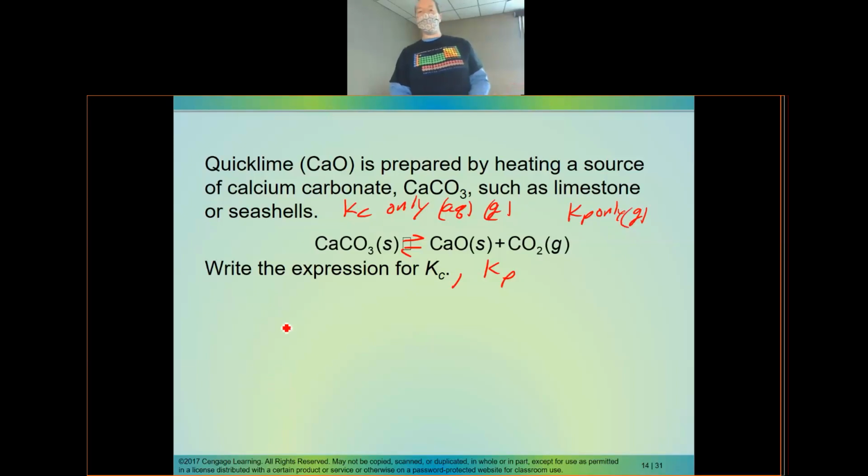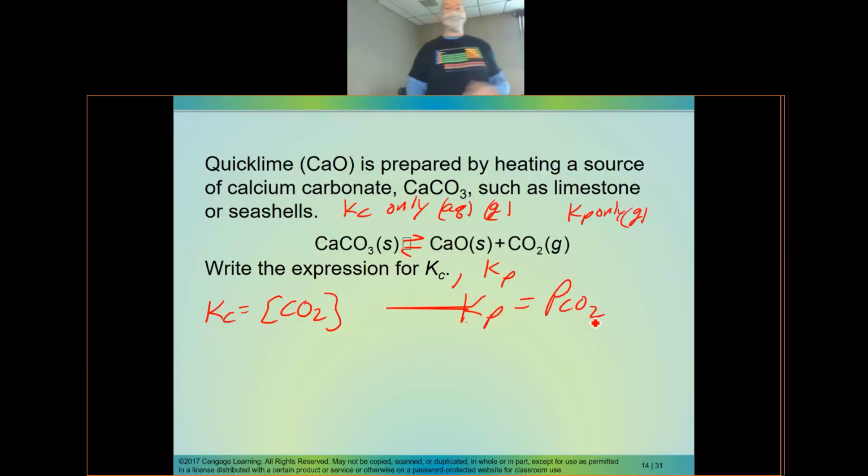All right, and then here we have a solid. We don't put anything for the solid. And so our Kc is simply the concentration of CO2. And for Kp, we don't put the solid. We only put the gas. There's only one gas, and that is the pressure of CO2. So your expression for your Kc and your expression for your Kp: Kc is concentration in molarity, brackets mean molarity, CO2. And Kp is pressure of CO2, and that pressure unit is in atmospheres.